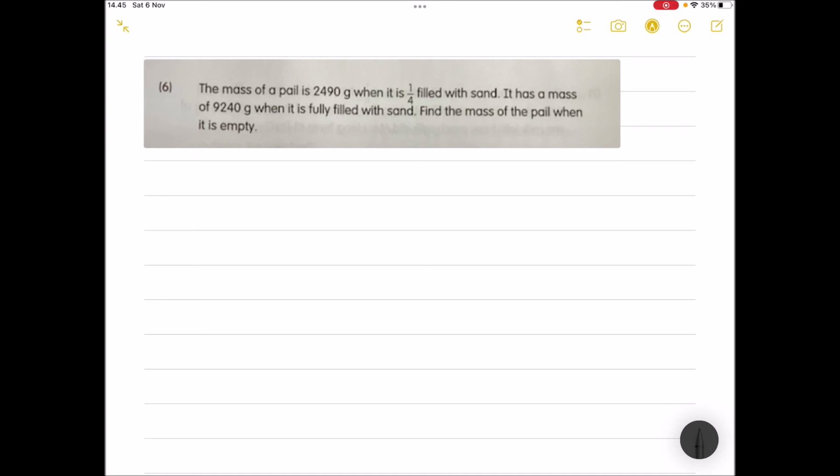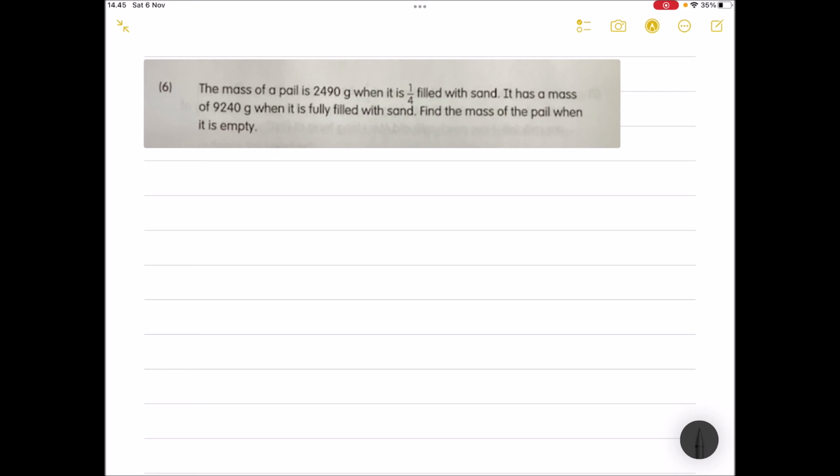The mass of a pail is 2,490 grams when it is, sorry, when it is a quarter filled with sand. It has a mass of 9,240 grams when it is fully filled with sand. Find the mass of the pail when it is empty. Be very careful with this, okay? The mass of a pail is 2,490 grams when it is a quarter filled with sand.